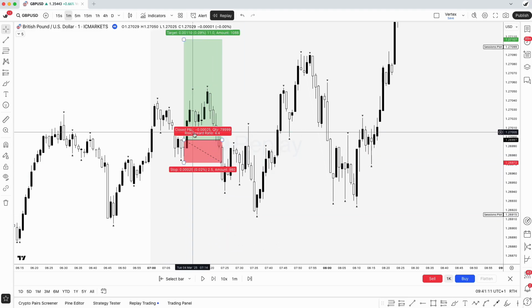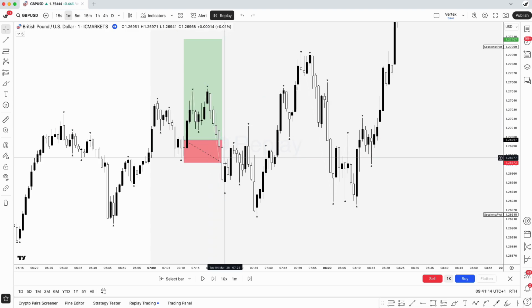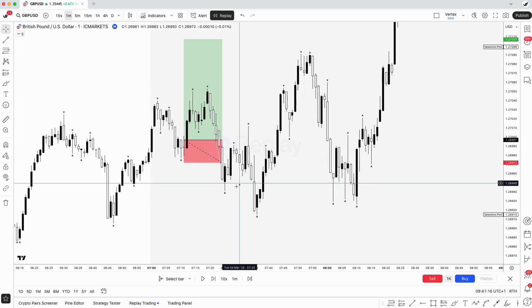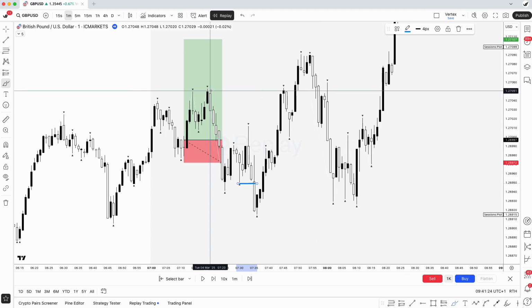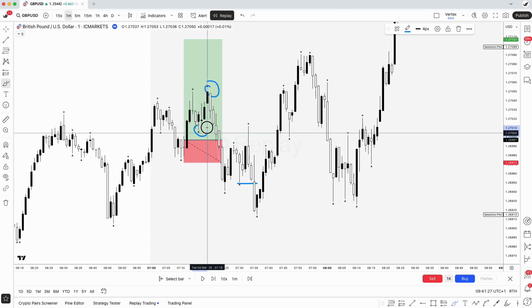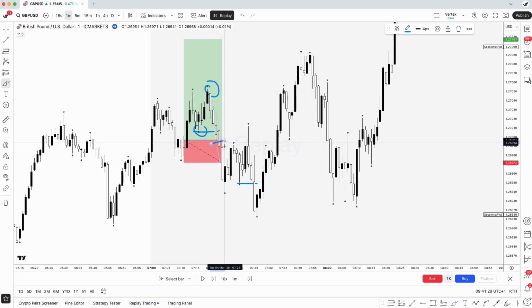So the next sweep that we have is here, I believe. Yeah, so we have the sweep here. Actually, I did that all in my head. So let me work this out for you. So we have this high, this low. We have this sweep invalidated by this body.